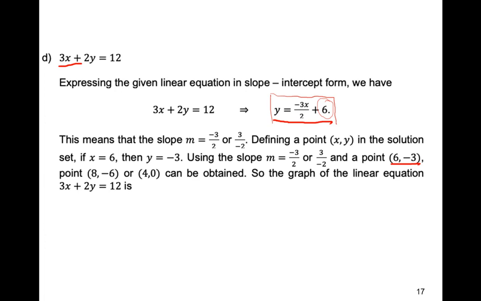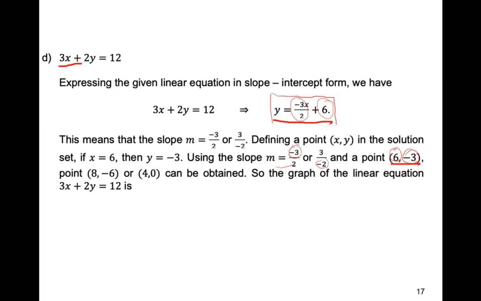So, if we try to substitute the value of x with 6, we will end up with the value of y na -3. So, using this information and the slope, ang slope natin dito ay -3/2, right? It can mean two things sa slope kapag negative. It can be -3/2 or 3/-2. Remember, kanina, ang slope natin ay rise over run. Pwedeng ang rise natin ay -3 or pwedeng ang run natin ay -2. So, yun yung meaning ng negative na slope.